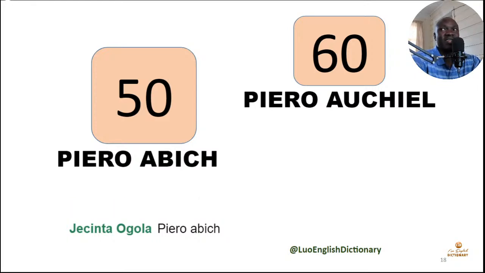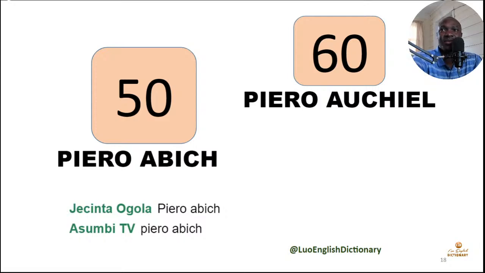Now you can see 50 is Piero abich. Thank you, Asumbi TV. Asante sana. That is 50. And you can see that your name appears on the screen nicely. Piero abich. So 70, it says Piero ariyo. Yeah, remember also the spelling counts. He says 70 is Piero ariyo.